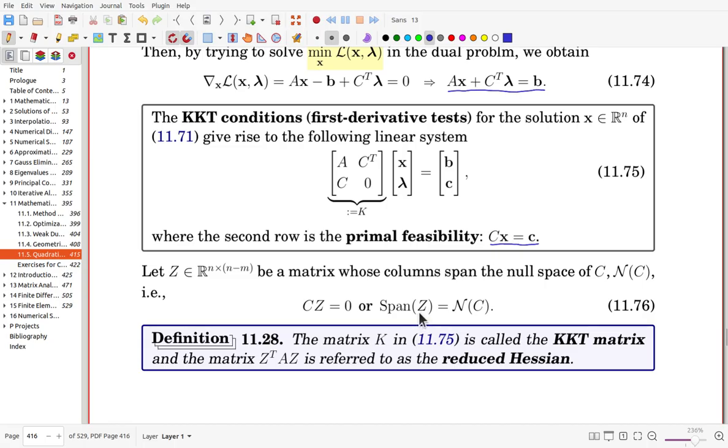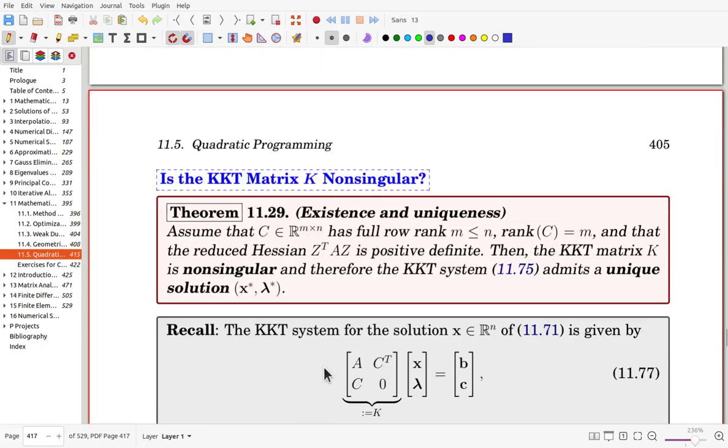Now we define here the K. This matrix is called the KKT matrix. And this similarity transformation with A, Z transpose AZ, is called the reduced Hessian. Of course, A itself is the Hessian. Once the KKT matrix K is non-singular, then we can solve the problem uniquely.